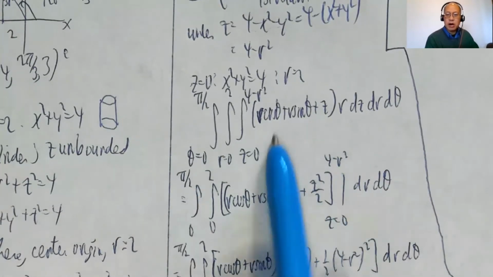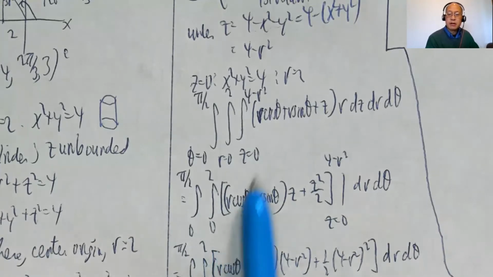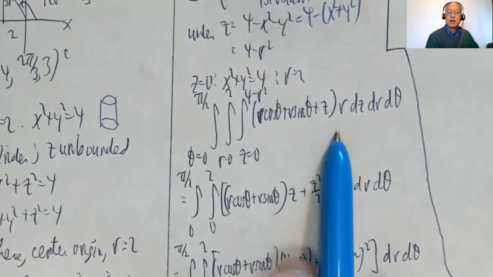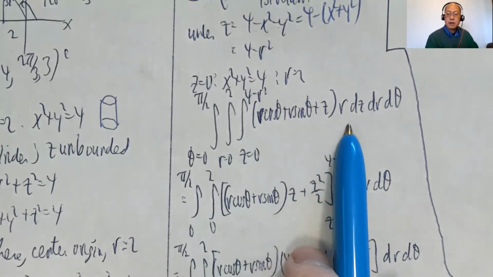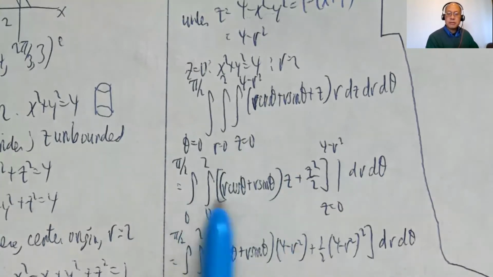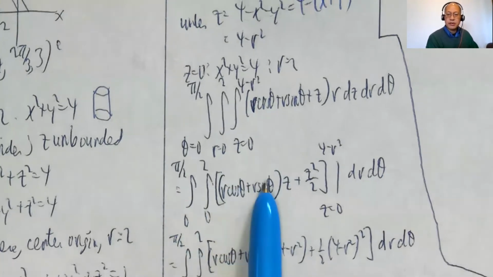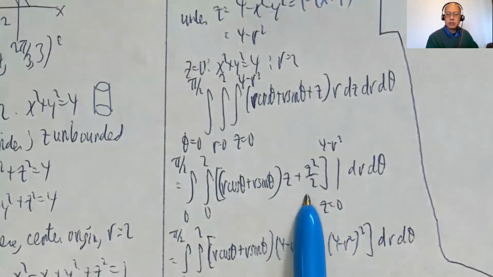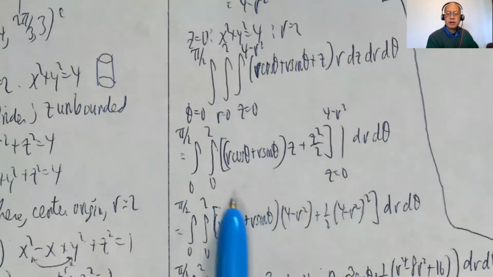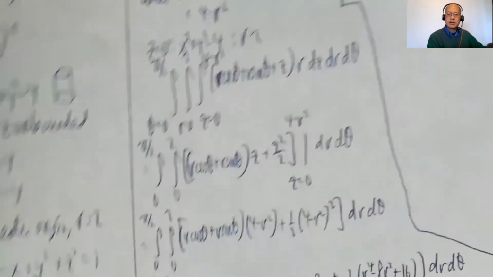All right, so I distribute the r. So let's see what happened here. Oh, I'm sorry, I'm integrating with respect to z. Right, so r cosine theta plus r sine theta z, this is all considered constant as far as z is concerned, plus z squared over 2. Z goes from 0 to 4 minus r squared. Okay, so now everywhere I see a z, I got to plug in a 4 minus r squared, which is here and here, so it gets a little bit sloppy.